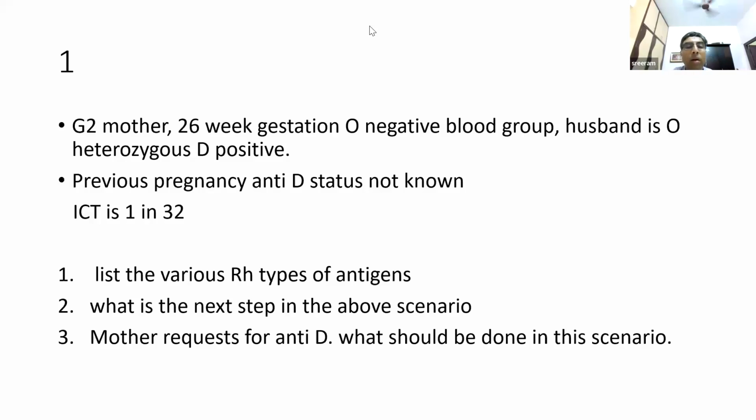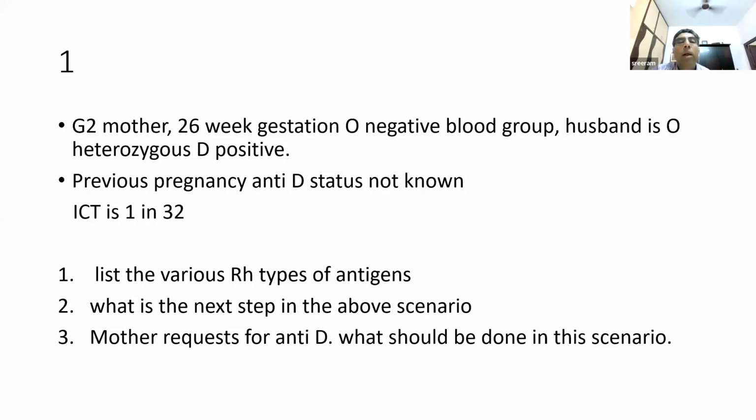Okay. So what are the various RH antigens, you know? Only D, that's all. There are no other antigens. Kel is not an RH antigen. You don't have a small d. Yeah, we have capital D, small c, big C, small e, and a capital E. There is no small d.